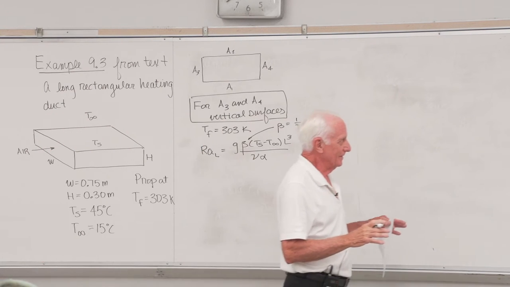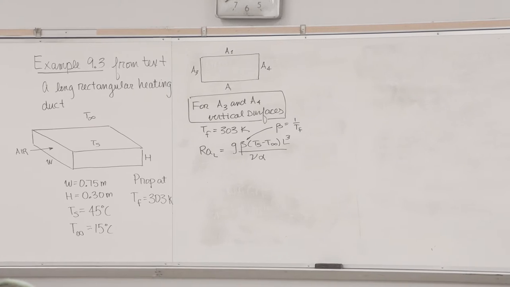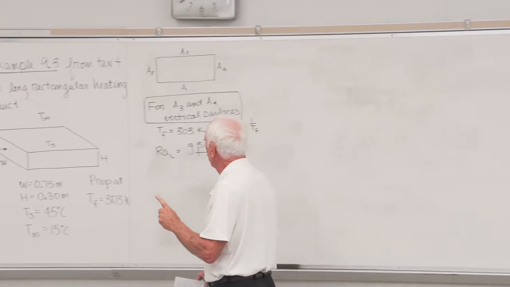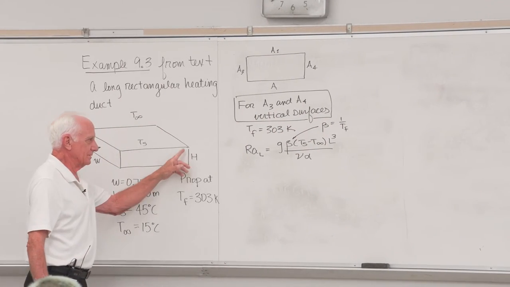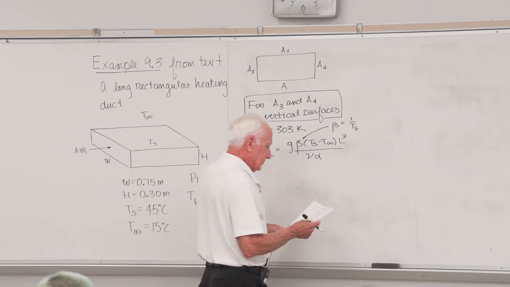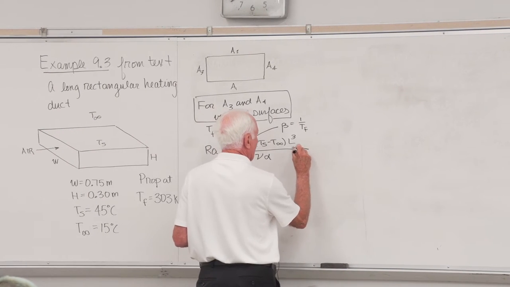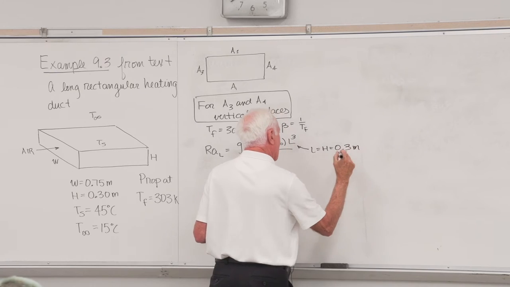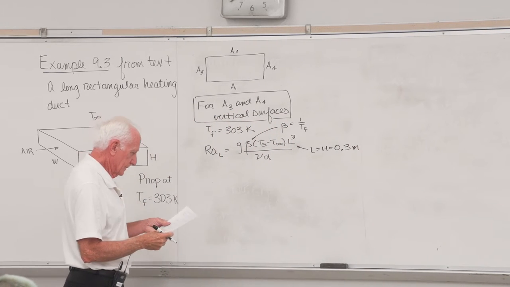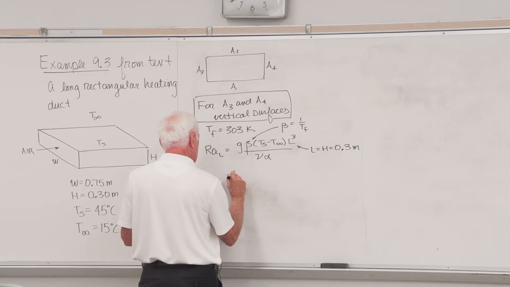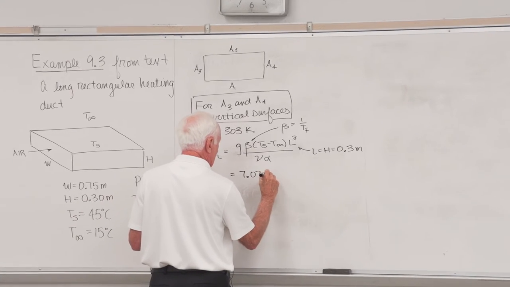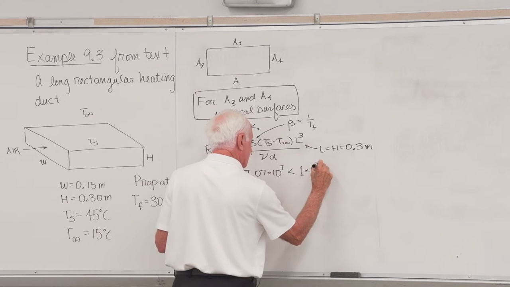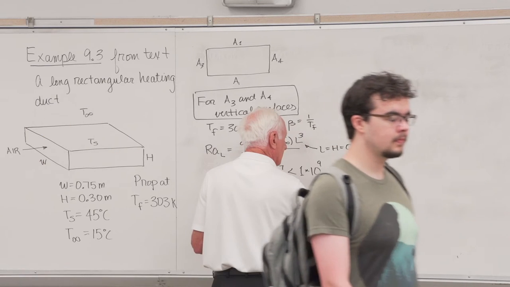You got to shift gears. If you're in chapter 7, L means the horizontal length of the plate, x equal L. If you're in this chapter, of course, L means what? It's the vertical surface. So L is the height, H. So L is 0.3. Put all those in there. Get Rayleigh, 7.07 times 10 to the 7th. Less than the magic number, 1 times 10 to the 9th. So it's laminar.